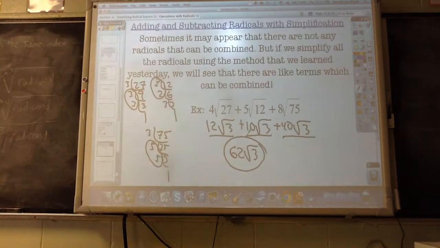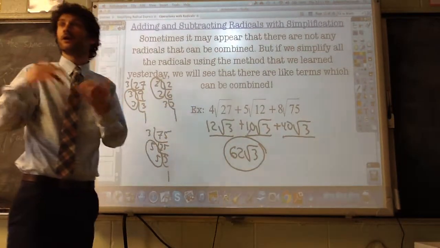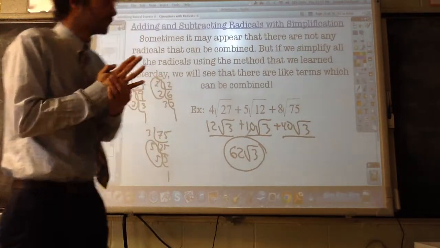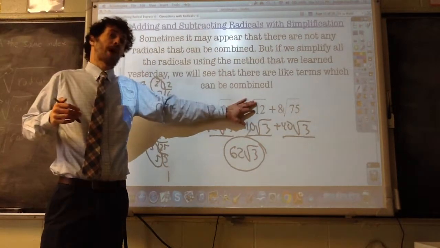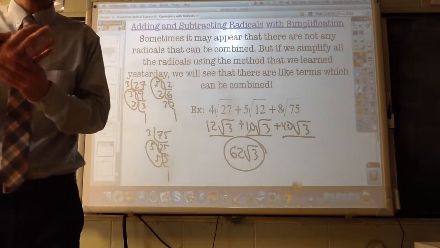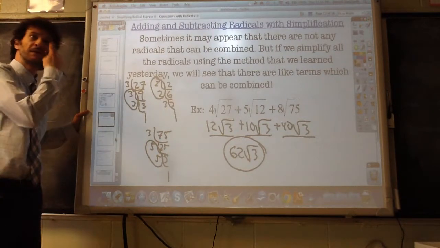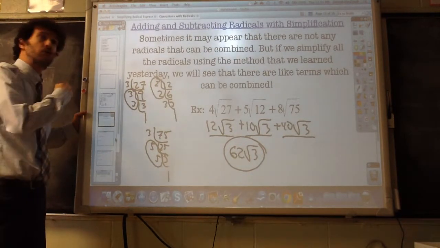You got it? Good. So if you feel really comfortable with this, here's what I would encourage you to do to push yourself. See if you can simplify some of these radicals without having to factor. And I'll explain how I do that mentally on the next slide so that some of you can try that.